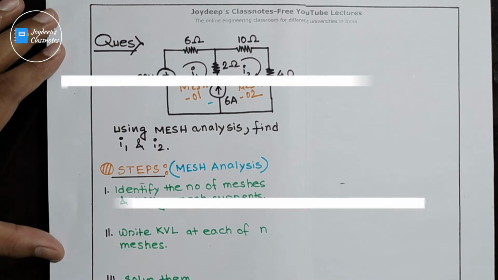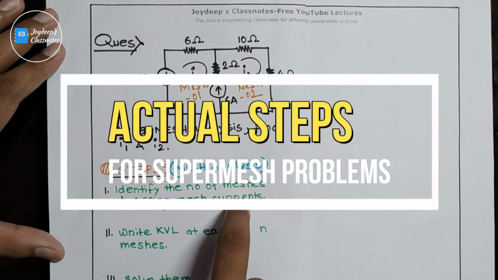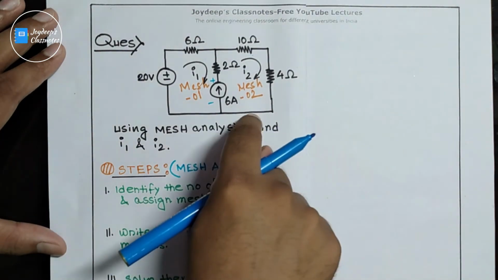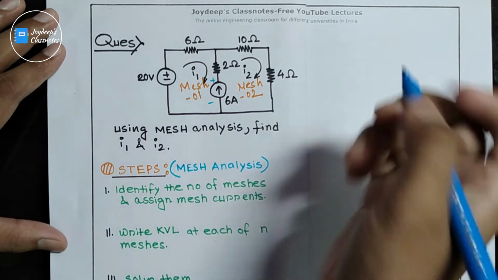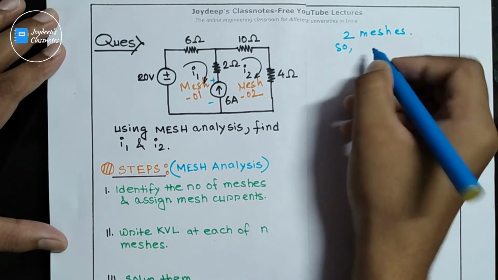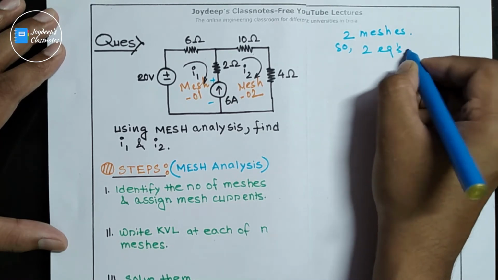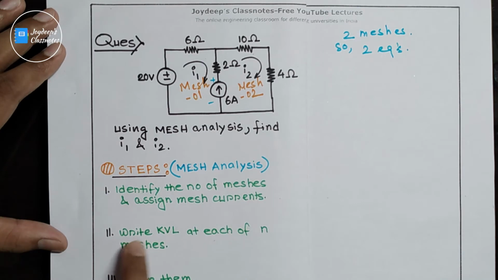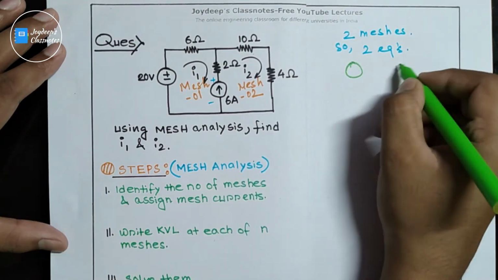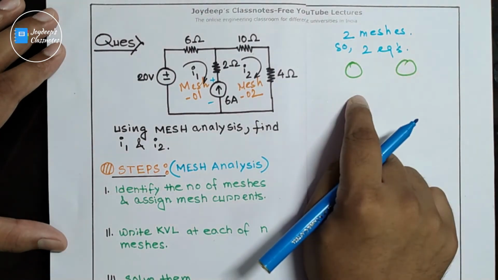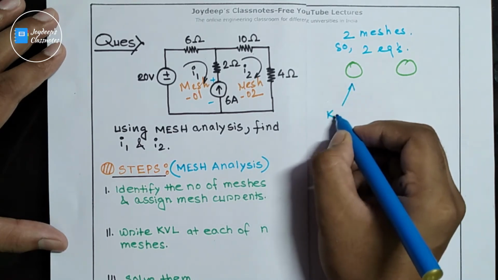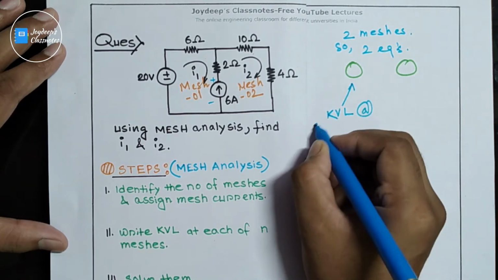So now we have already done step 1, that is identify the number of meshes and assign the mesh currents. So this step is already done. Now we have two meshes, that is mesh 1 and mesh 2, so we'll have two equations, correct? Now step 2 says write the KVL equation at each of n meshes. So for two meshes we'll have two equations. Now when the question is of supermesh, out of these two equations, one equation will come from applying KVL at the supermesh.